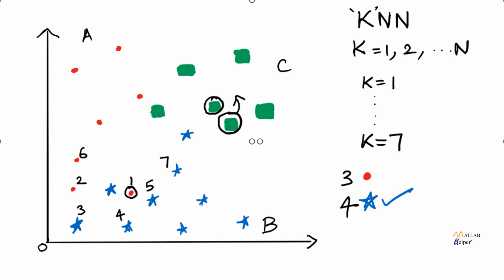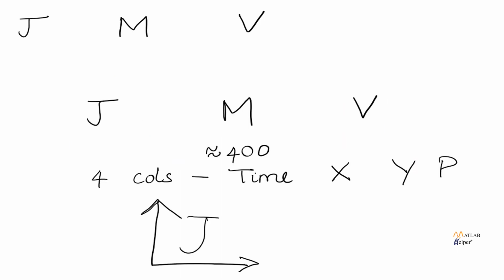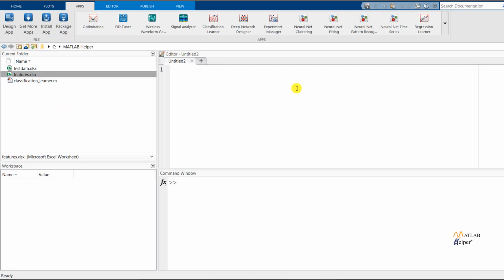In the previous video, we saw what a KNN model is and also performed a classification task of classifying letters into J, M and V. In this video, we will perform the same task but using the Classification Learner app and also find out which is the best model for the dataset. Our first step will be to import the features.xlsx file into the workspace.